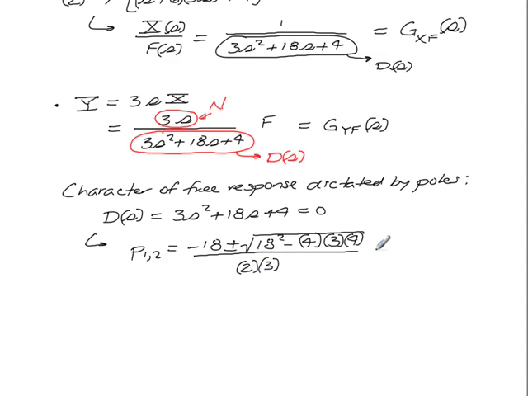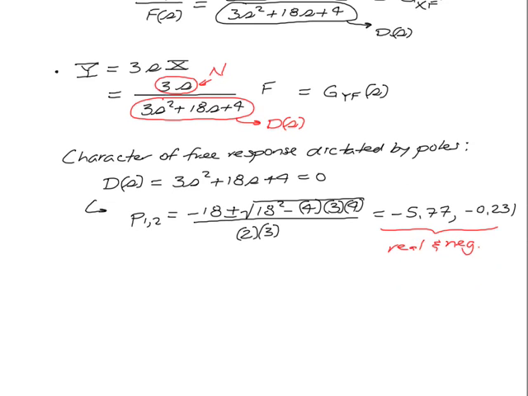And our two roots end up being real. One is minus 5.77 and the other is minus 0.231. Importantly, they are real and negative. That tells us a lot about what we expect on the free response.